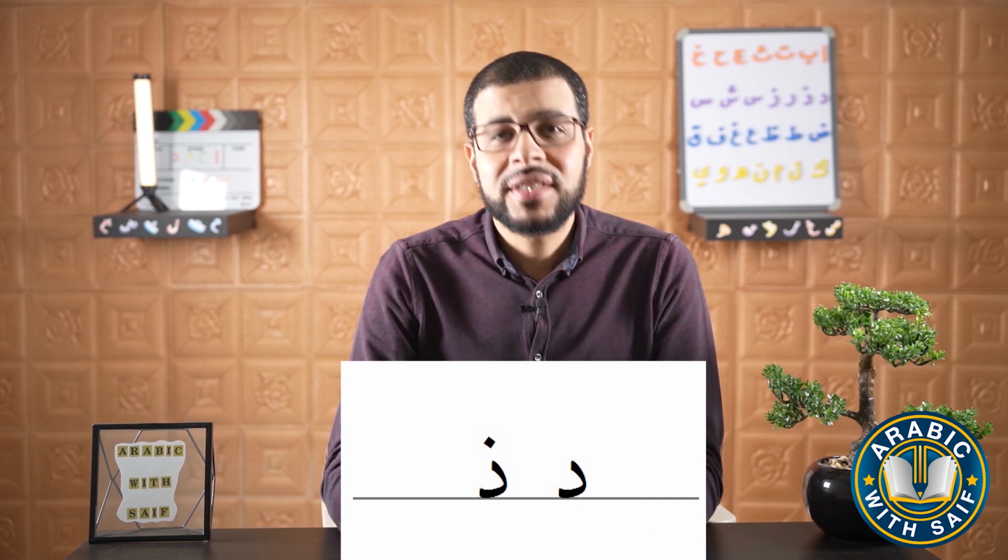In the previous lessons, we have covered 7 letters' different forms. Today, with 2 more letters' different forms, Dal and Thal. Both letters have the same forms and the only difference is the dot. Let's see letter Dal's 4 different forms.